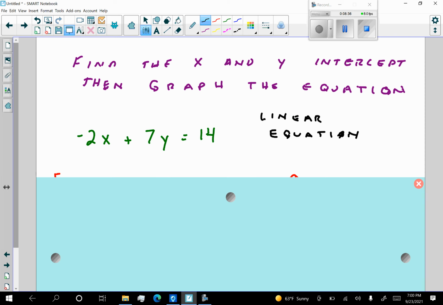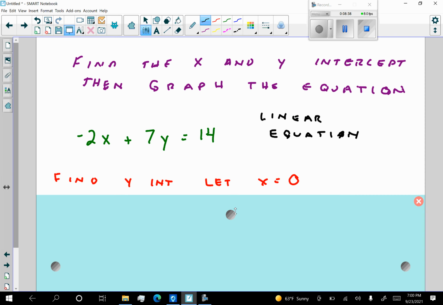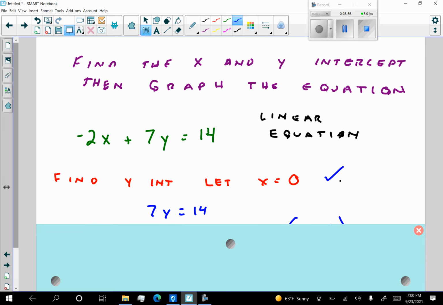So the first thing I'm going to do is find the y-intercept by letting x equal 0. And when you do these problems, I would strongly suggest that you write this step out so you know what you're doing. You're finding the y-intercept by letting x equal 0. If I let x equal 0 in this equation, what do I get?